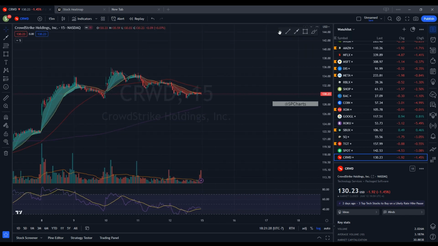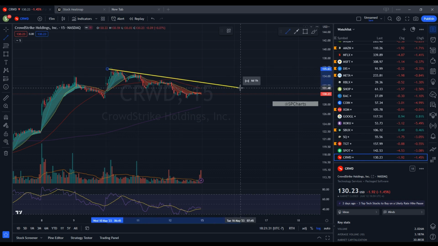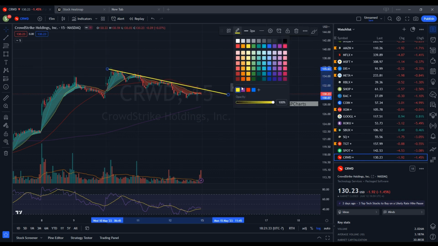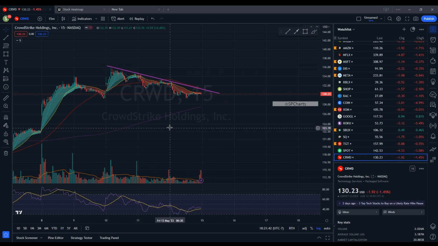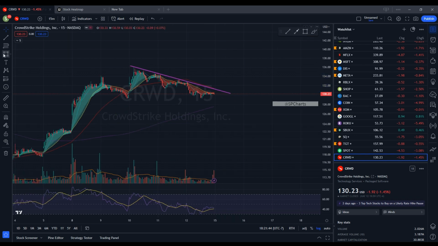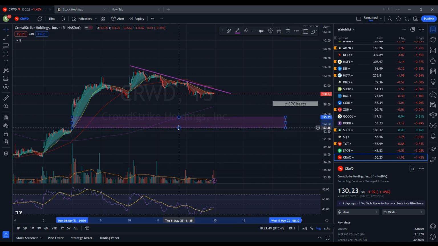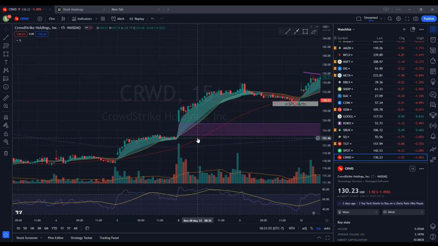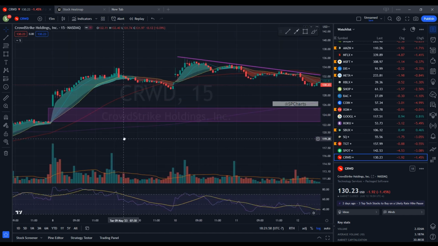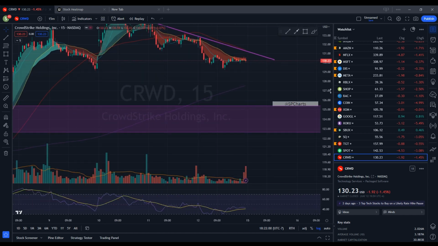crowd. I see a potential trend line, right? So I'll fix it here. I'll throw it on this. Something like that. It does have a gap. I see here. Like that. So this is something I'll keep an eye out for.